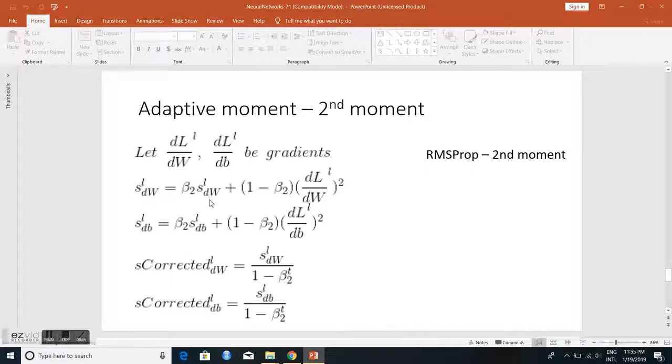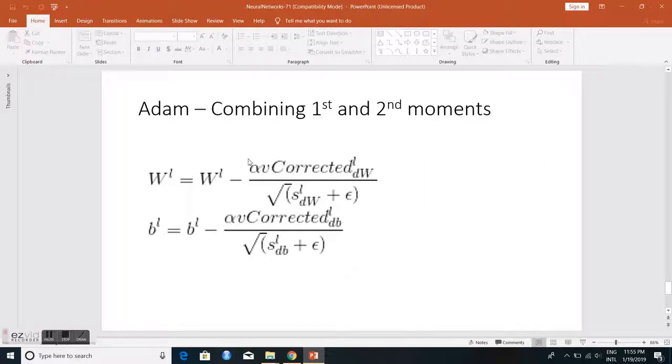For the second moment, we do what we did for RMSprop. So we do S_dW is equal to beta_2 S_dW plus 1 minus beta_2 dL/dW the whole square, and S_db is equal to beta_2 S_db plus 1 minus beta_2 dL/db the whole square. And S corrected is just a bias correction for this S_dW and S_db.